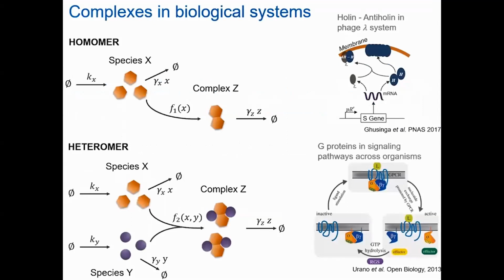There are two types of complexes: homomers, which are made of a single species, and heteromers, which are made of multiple species. I'm showing an example of a homomer where a complex Z is made of a single species X, and a heteromer where two species X and Y make the complex Z. Complexes are widely used in biological systems. Some examples are Cro and anti-Cro dimers of bacterial virus phage lambda, and G proteins in signaling pathways across organisms, which are made up of 3 subunits, alpha, beta, and gamma.